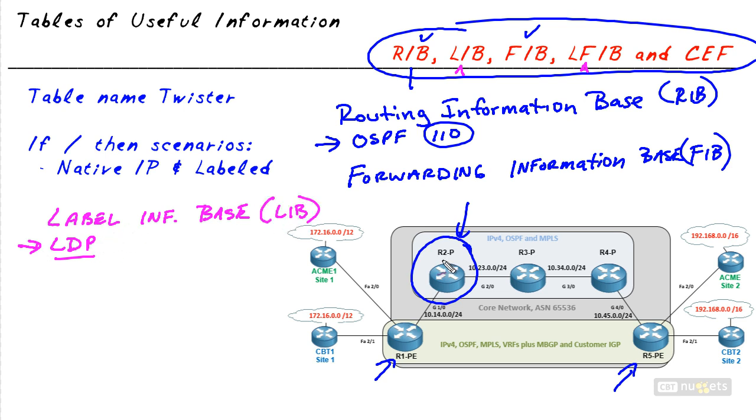So R2 would learn the local labels that R1 has, and R2 would also learn the local labels that R3 has, and vice versa. Now, just because we learned a whole bunch of labels from both peers through LDP, it doesn't mean we're going to forward in both directions.